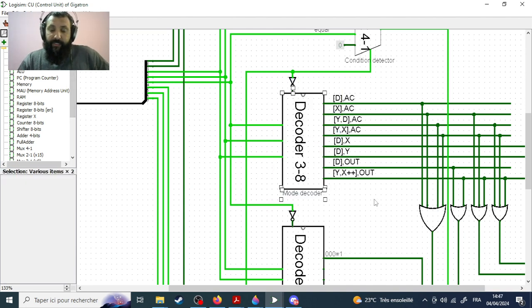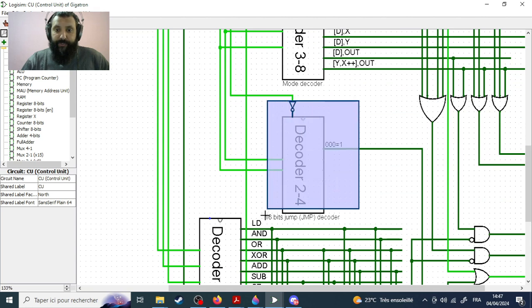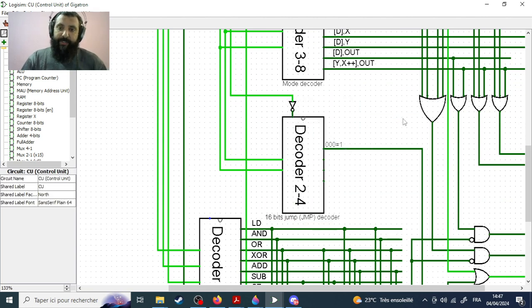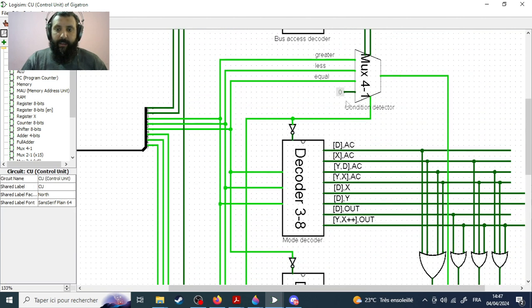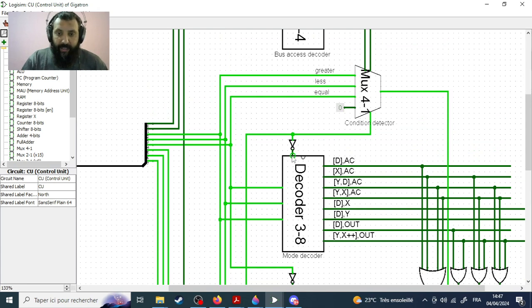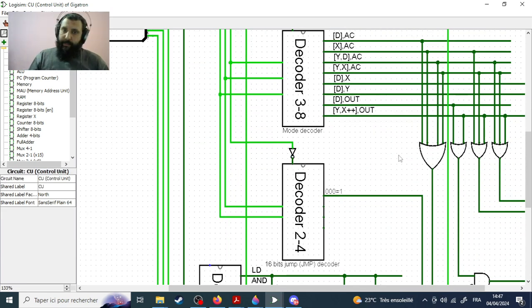This decoder is used for the addressing mechanism. What we have studied until now is the addressing mechanism. But for the BCC mechanism, for the condition mechanism, we will use other components. We will use this decoder and this multiplexer. Those components have what we call the enable input. We have enable here, here, and here. Enable, you know this: if enable is 1, the device is activated. If enable is false, the device is deactivated.